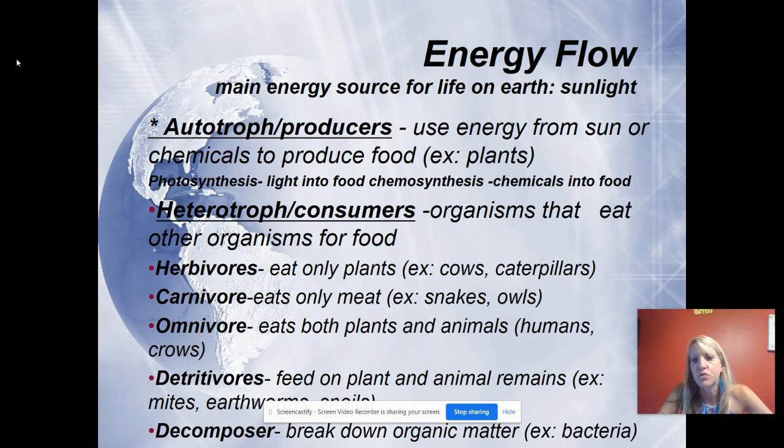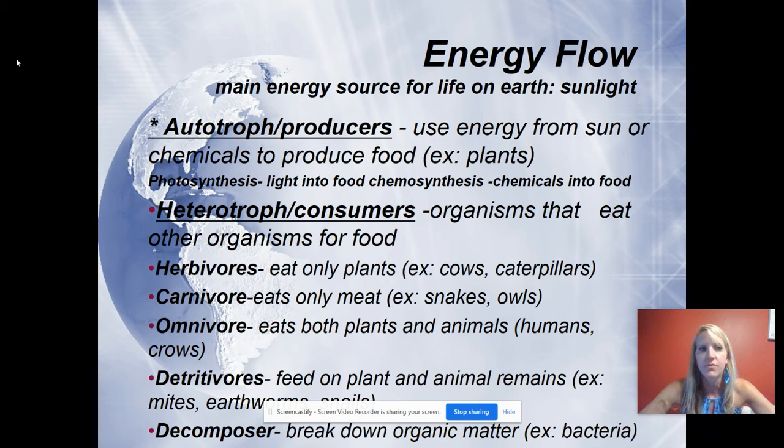All right, heterotrophs are also known as consumers. Heterotrophs are organisms that eat other organisms for food. You have 5 different types of heterotrophs. You have herbivores. Those eat only plants, like cows, caterpillars, and horses. You have carnivores. Carnivores eat only meat, like wolves and snakes and owls. Then you have omnivores. Omnivores eat plants and animals, like humans and crows, and a lot of scavengers are omnivores, like raccoons.